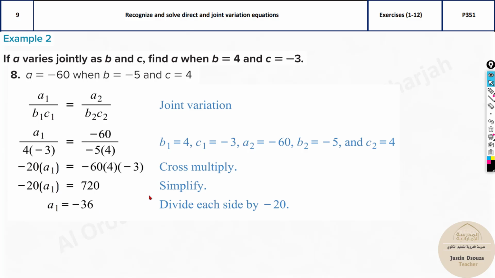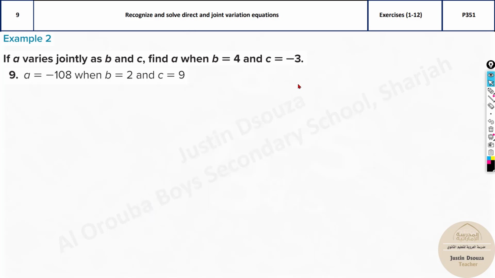Check the answer. Now, even this over here is the same thing. Please do it by yourselves. I'll write the formula here. It'll be A1 equals B1 C1 divided by A2 equals B2 C2.